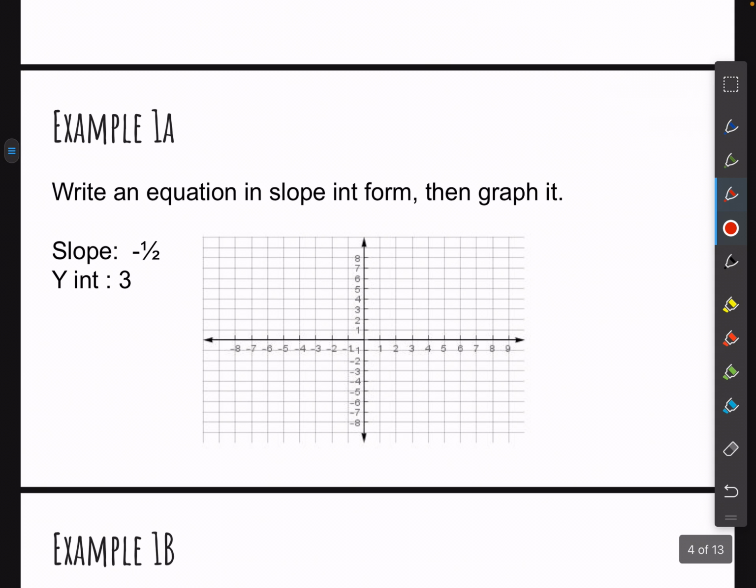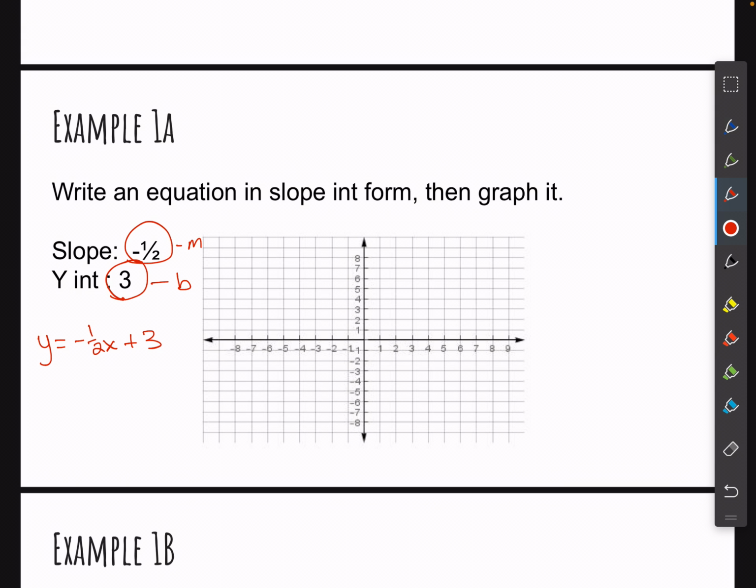Example 1a says write an equation in slope-intercept form and then graph it. So they give us a slope, which is m, and they give us the y-intercept, which is typically b. And let's just make an equation now. So we have y equals the slope, m, negative 1/2, x plus the y-intercept, 3. Okay, this is also known as a b value. This is also known as the m value. Okay, so notice for m, I just plugged in the negative 1/2. For b, I plugged in the 3.